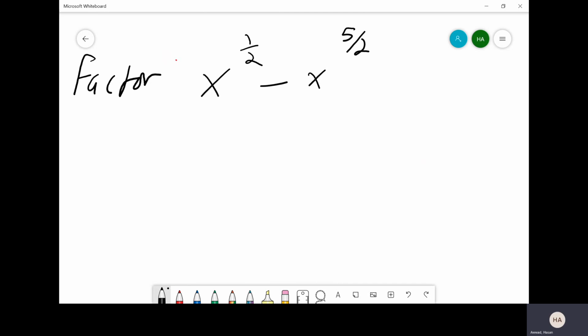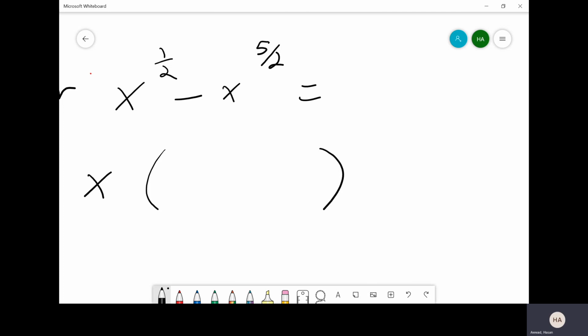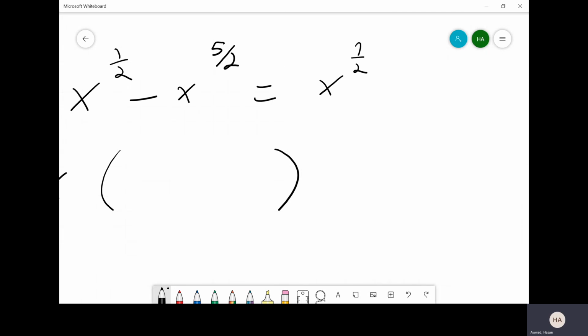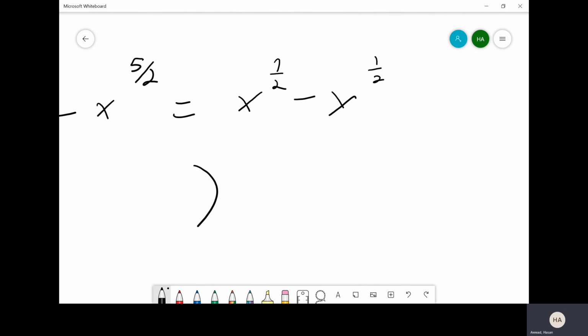Okay, so we look at both pairs and we say, well, obviously there's an x in both. So we know that we're going to pull out some power of x, and that means we're going to have something left over. Now we have x to the 1/2 in the first position, and then we have x to the 5/2 in the second position. Well, we can rewrite this. This is really the same thing as x to the 1/2 minus x to the 1/2 times 5, right? So all I did was I just brought the 5 out of the numerator.